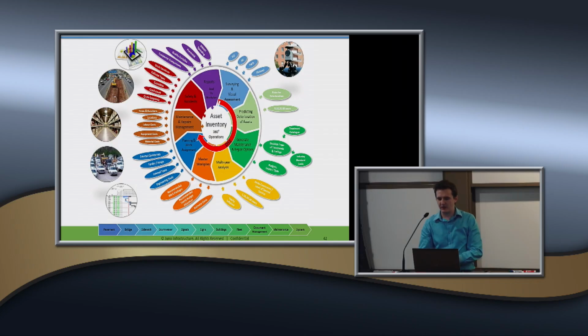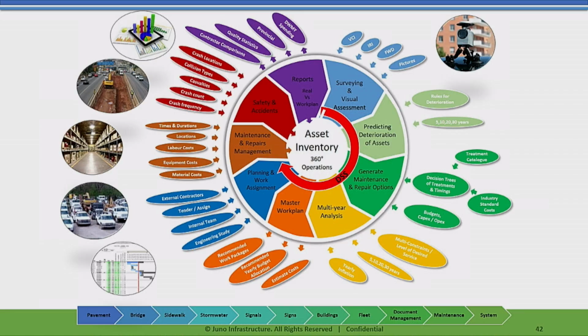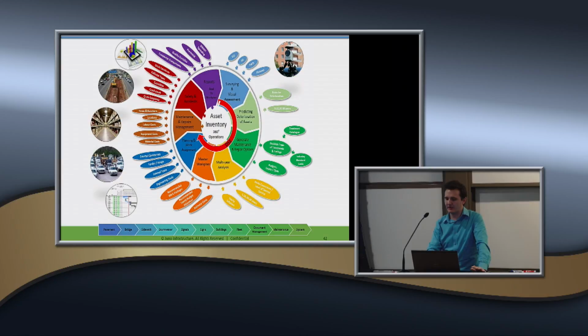So that brings us to our 360-degree vision. Everything from the surveying and visual assessment, the top right, all the way through to your reporting, maintenance, repairs, safety and accidents. I'm sure you guys have seen a lot of good presentations on safety. So really we're trying to cover a 360-degree scope.